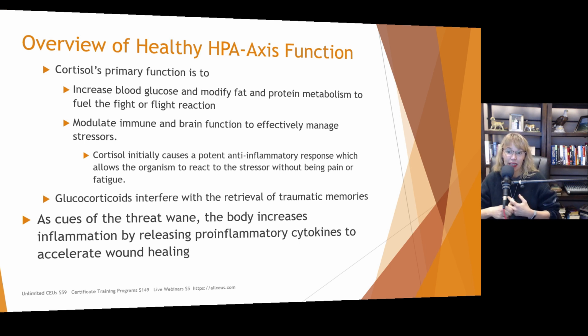As cues of the threat wane, the body increases inflammation by releasing pro-inflammatory cytokines to accelerate wound healing. So as the threat wanes, cortisol levels drop, and we start feeling the rest and digest. Serotonin starts to rise again. There's a release of pro-inflammatory cytokines to scour, to figure out what needs to be replaced and repaired. That's awesome. That's only when the system works well, though. When you're under chronic stress, the cues of the threat never wane. So eventually, the tissues become resistant to the cortisol and the inflammatory cytokines just start pumping out.